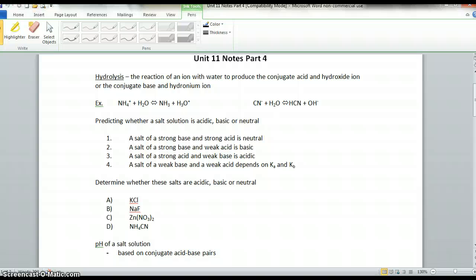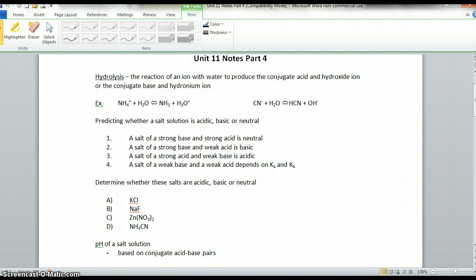Unit 11 notes part 4 just reaffirms the hydrolysis part, which are just the equations that we're used to. If you look at the two equations up top, the one on the left, NH4 plus water gives you NH3 plus hydronium. That is an acid. You see NH4 lose an H from left to right. On the right, you see CN minus gain an H from left to right, and that would be the general form of the base equation.